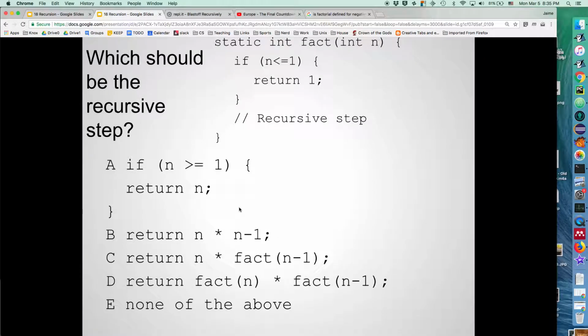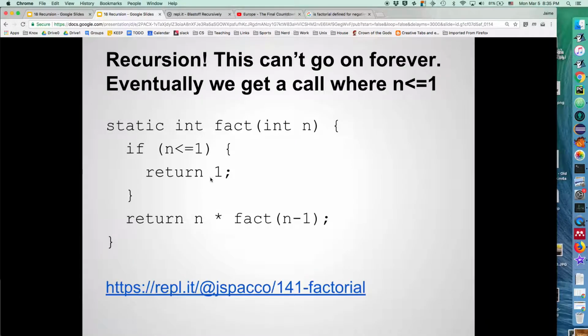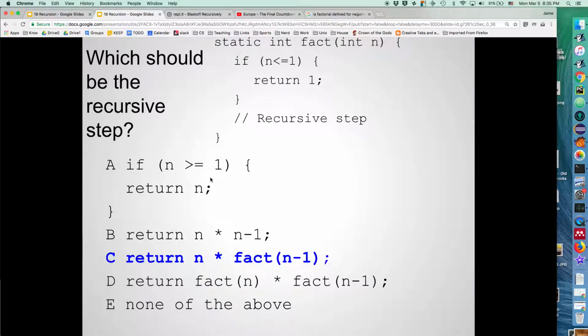So now we've got the base case, but we still need to do the recursive step. Well, which of these is going to be the best recursive step? Go ahead and think about that, and then go ahead and give your answer online. Did you come up with C? If so, you're correct. So let's think about this. Whoop. No, hold on. Go back. Ah! Damn it. Yep, there we go. Good. Okay.